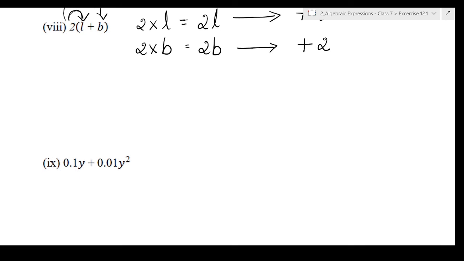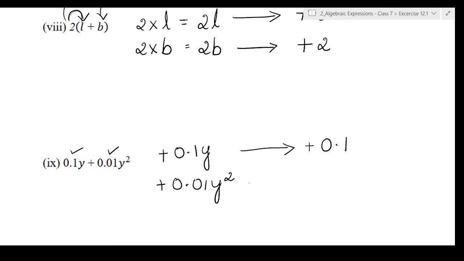Then the next one that they have given is 0.1y and 0.01 y to the power 2. So here you have two terms. One is 0.1y and then you have 0.01 y square. What is the numerical coefficient of 0.1y? It is 0.1. What is the numerical coefficient of this term? It is plus 0.01.